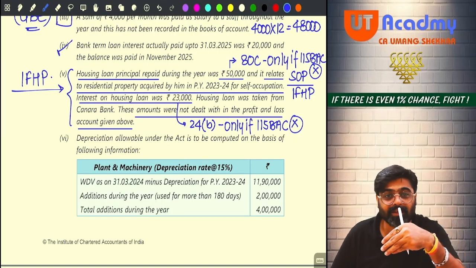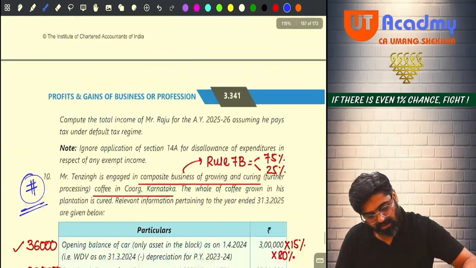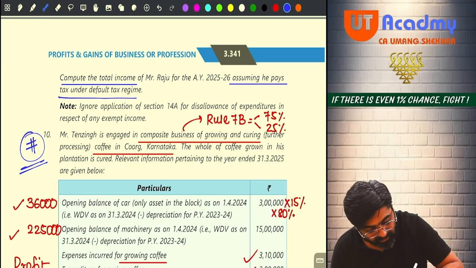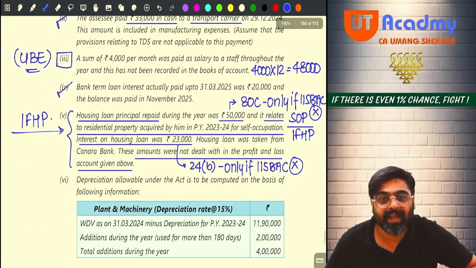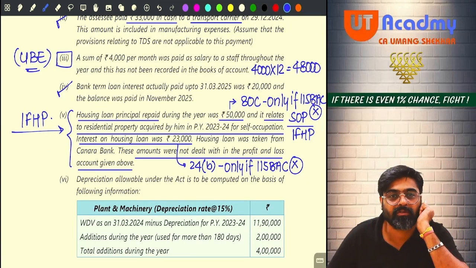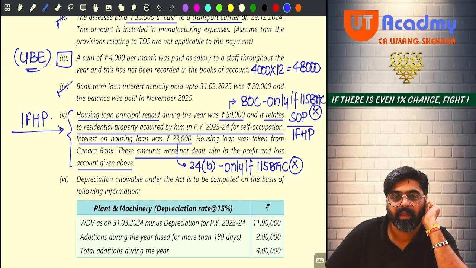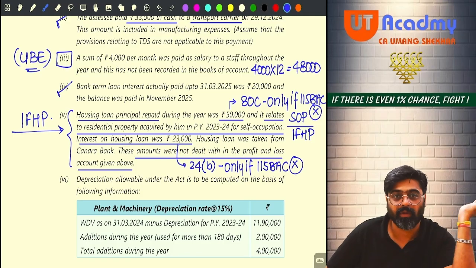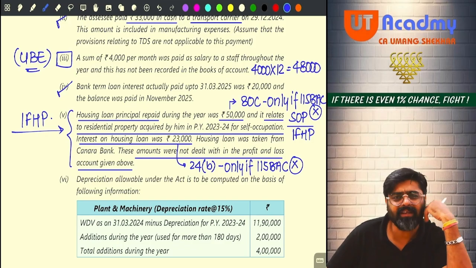Getting my point? Now in the question, the last part, they say compute the total income, assuming he pays tax under the default tax regime. Meaning, if he is following 115BAC, then under the head house property he will not get interest also. House property income will be nil. And that 80C deduction also he will not get. From GTI, 80C will not be allowed because he is following 115BAC. That same question I will give you to solve, assuming that he is following 115BAC. Got it? Let's see what happens then.